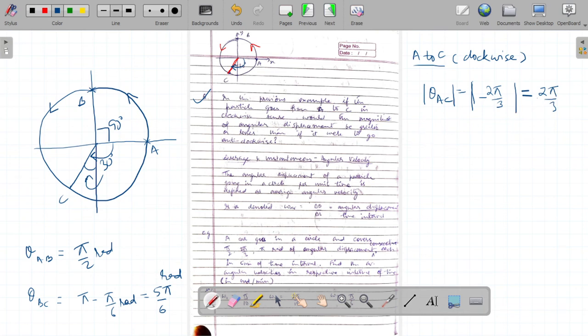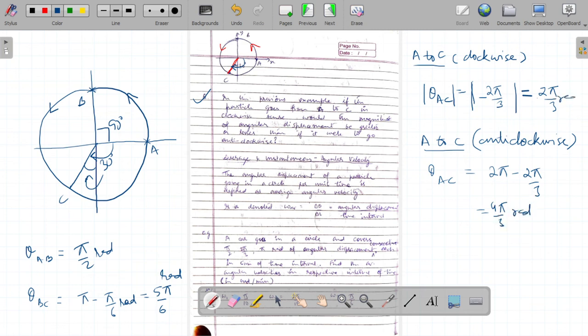While the particle, when it goes from A to C in anti-clockwise sense, then the angular displacement of the particle from point A to C would be 2 pi minus 2 pi by 3, and that would be 4 pi by 3 radians. So definitely the angular displacement in the anti-clockwise case would be greater than the angular displacement in clockwise case.